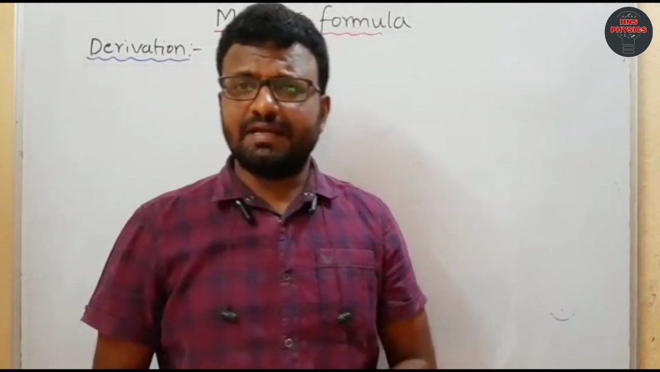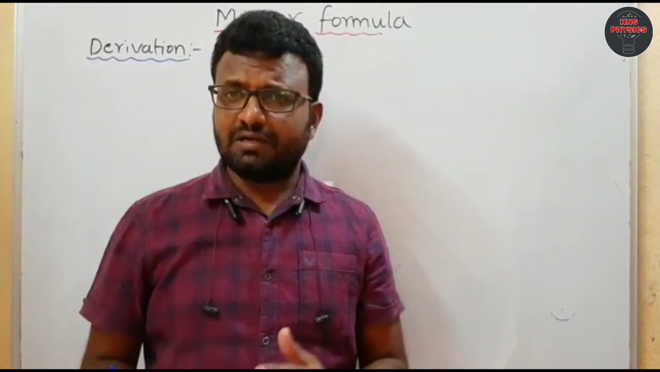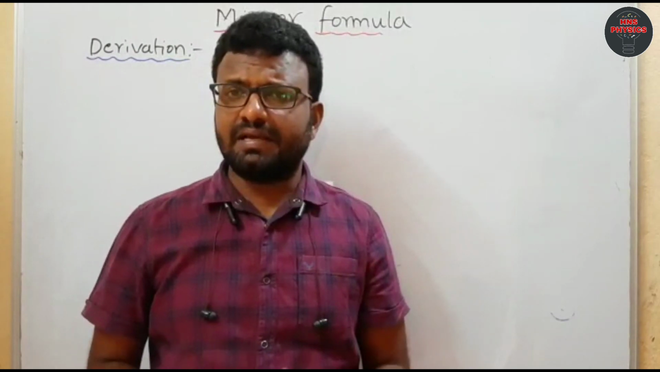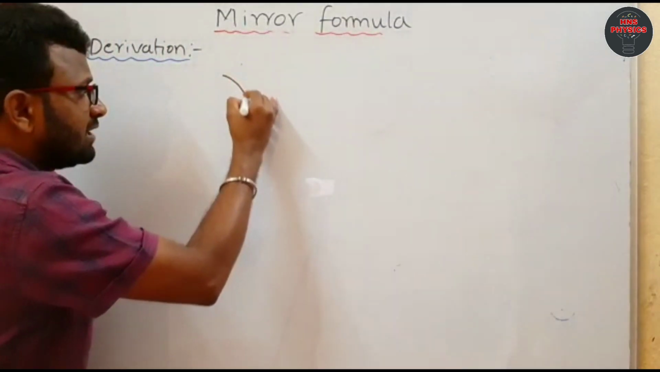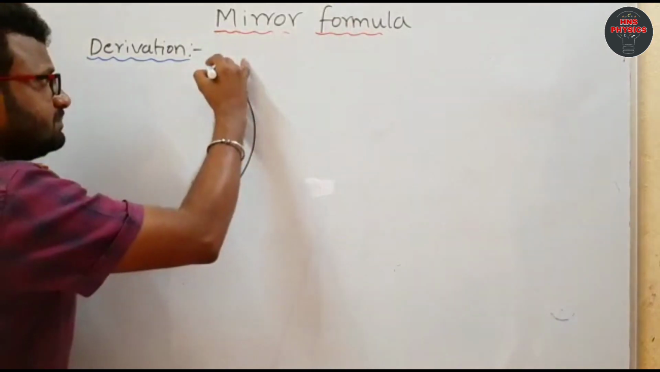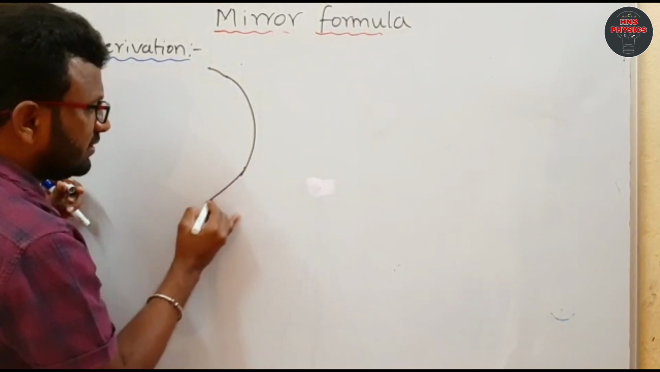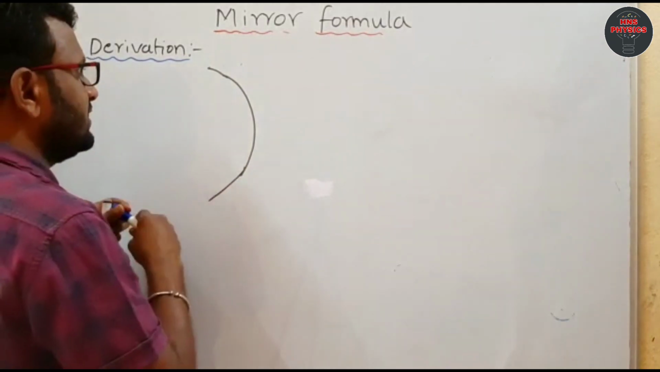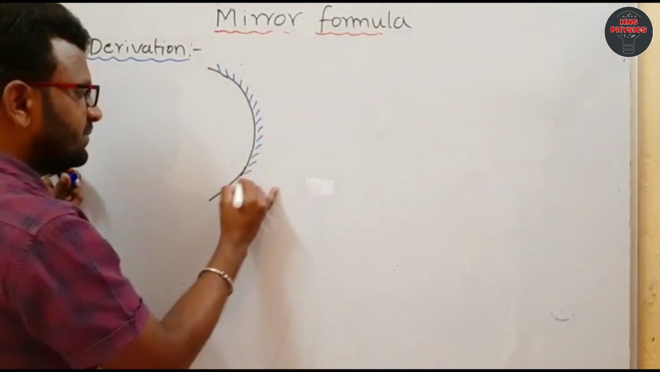Let's see my derivation here. For that purpose I am going to take a concave mirror. You can take a concave mirror or a convex mirror, but I am taking a concave mirror here. Concave mirror means the coating will be outside and the reflecting surface is inside. So this is the concave mirror.